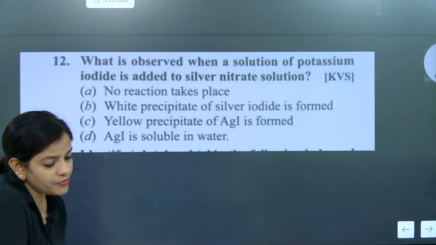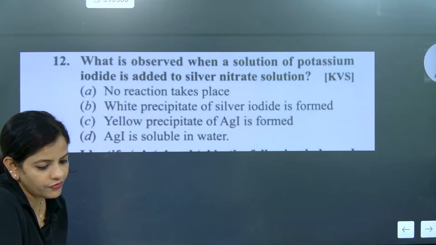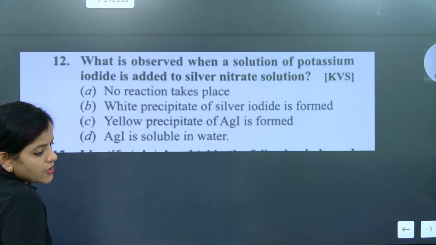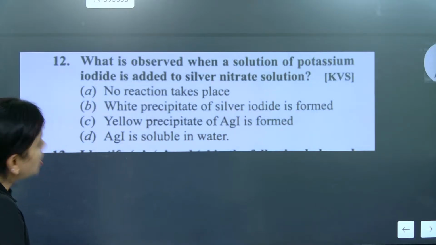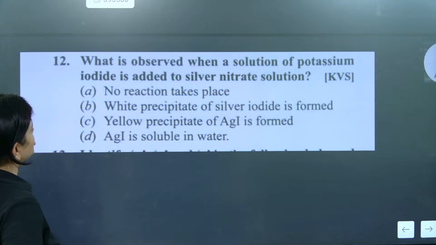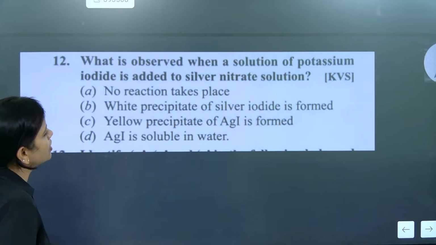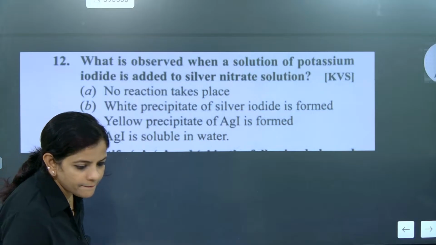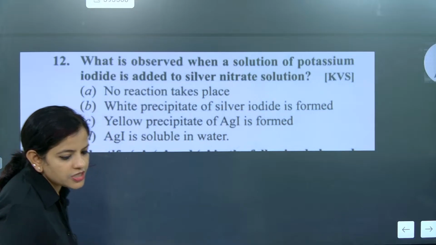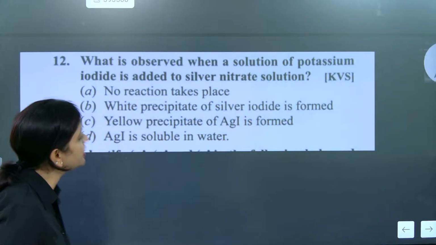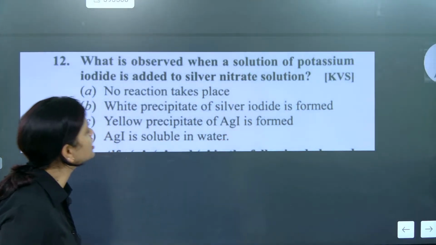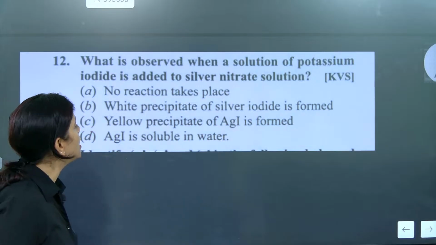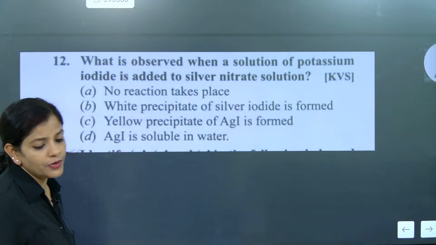Silver nitrate and potassium iodide. This is one of the favorite questions for everyone. Come on, go for it. They're asking what is observed when a solution of potassium iodide is added to silver nitrate solution? First option, they're telling that there is no reaction. Second one is white precipitate of silver iodide is formed. Third, yellow precipitate of silver iodide is obtained. Next is silver iodide is soluble in water.